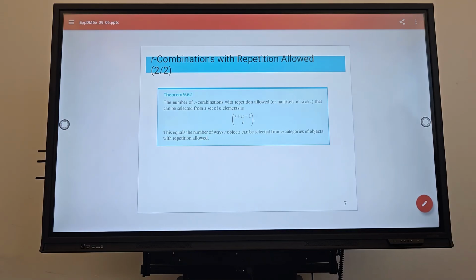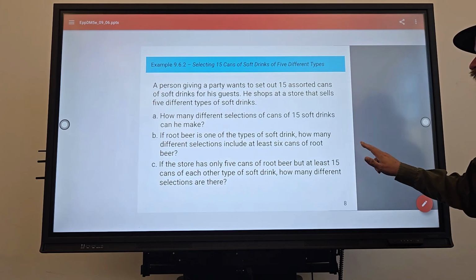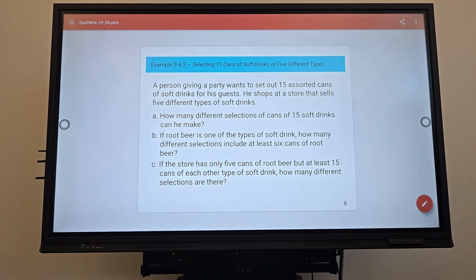Theorem 9.6.1: the number of R combinations with repetition allowed that can be selected from a set of n elements is R plus n minus 1, choose R. This equals the number of ways R objects can be selected from n categories of objects with repetition allowed. So, kind of a complicated counting exercise here.